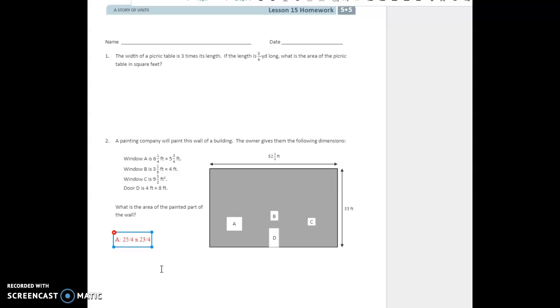You'll get that answer, and then you can convert it back to your mixed number if you'd like, or keep it as an improper fraction to be able to quickly add up all of your measurements. That's totally up to you, okay?